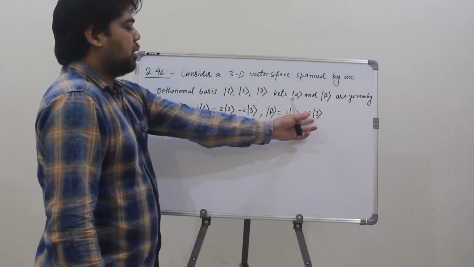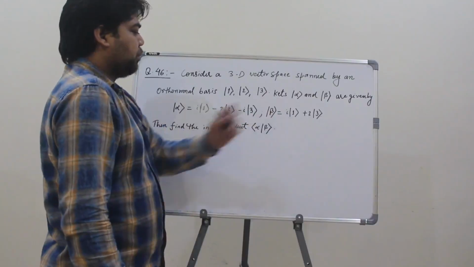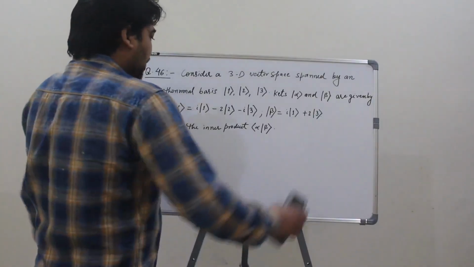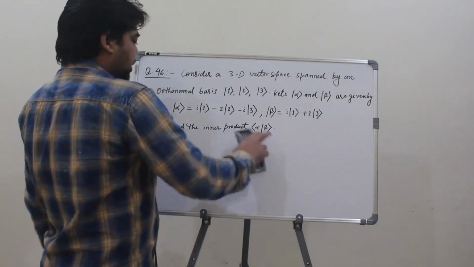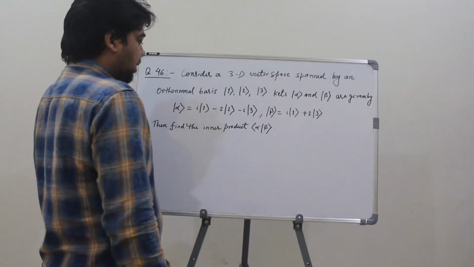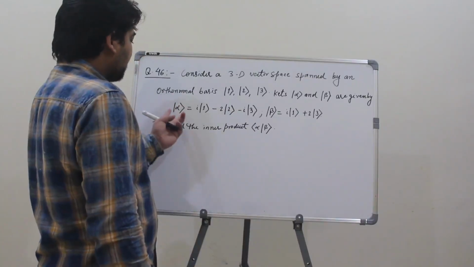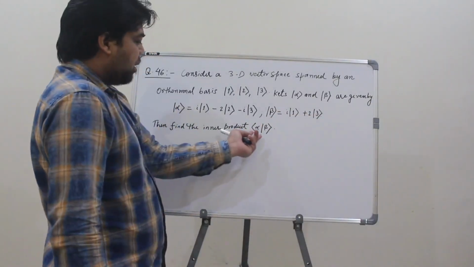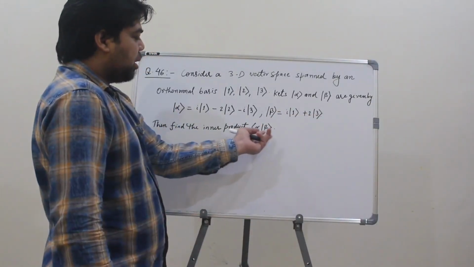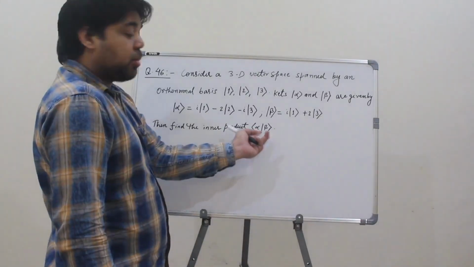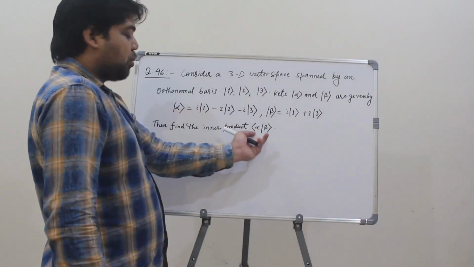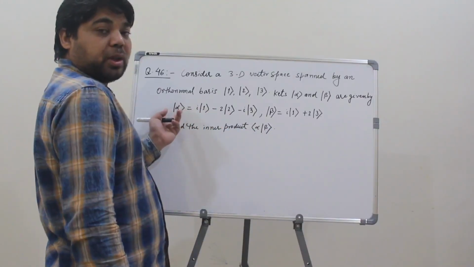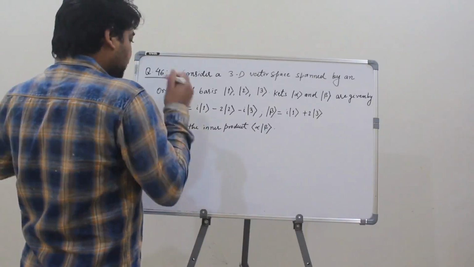The 2 is obviously some eigenvalue corresponding to the eigenstate, right? Now it is asked that we find the inner product of alpha and beta. Remember that whatever is given, alpha and beta, are kets. Here it is asked that this is a bra and this is a ket. So what does it mean? To calculate this inner product, you first need to calculate the bra corresponding to this ket, right? Let us solve it.